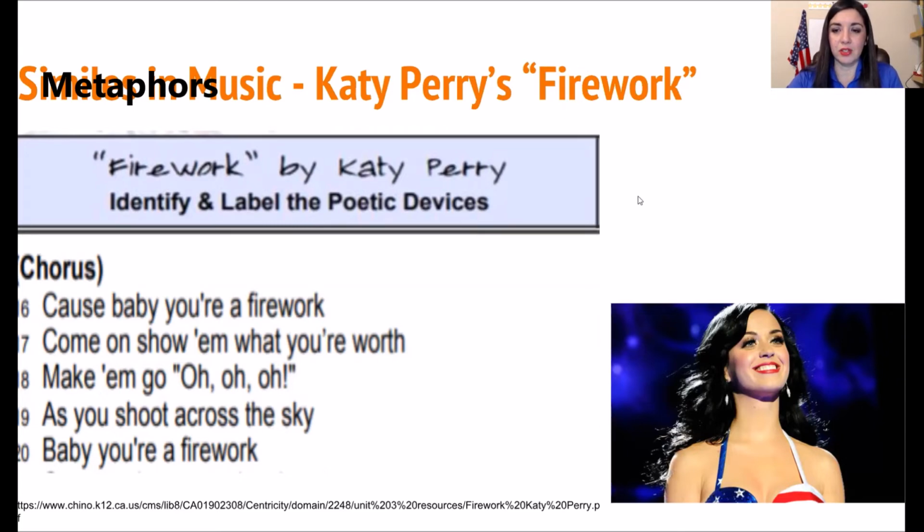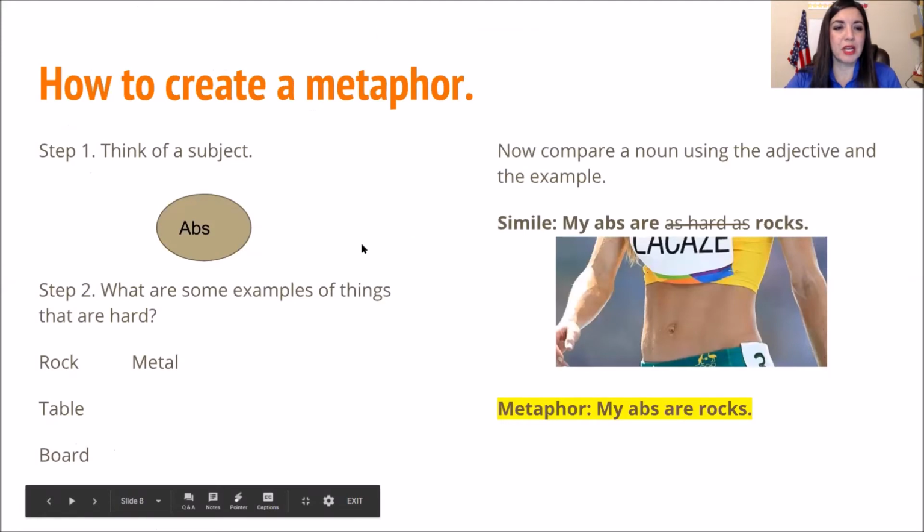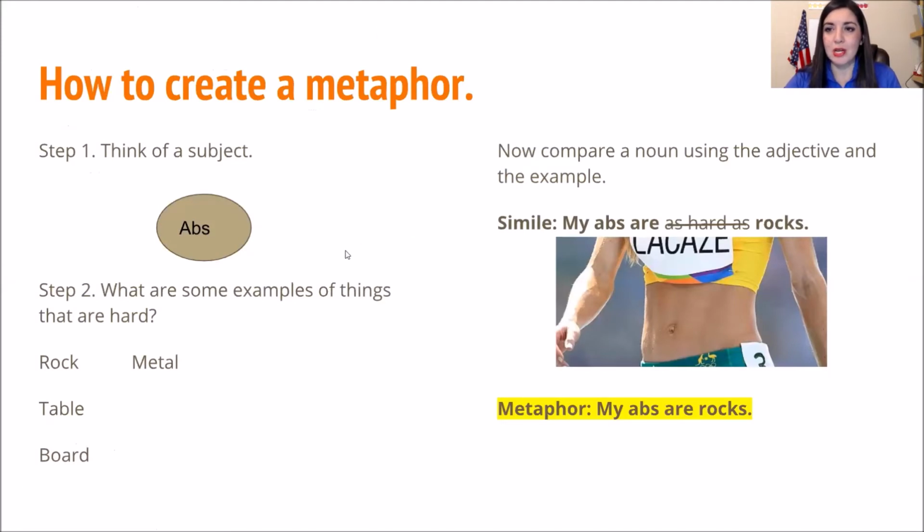And let's move on to the next one. Okay, let's move to this one. How to create a metaphor. It's quite easy. You think of a subject or you think of a person. In this case, I'm going to think of abs, since I already have that picture. Now, what are some examples of things that are like abs, right? We have to compare it to something. Again, we still have rock, table.